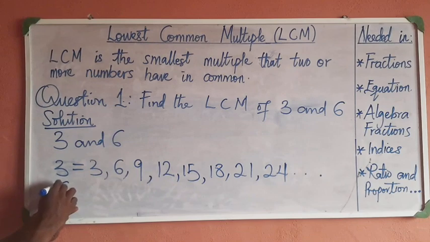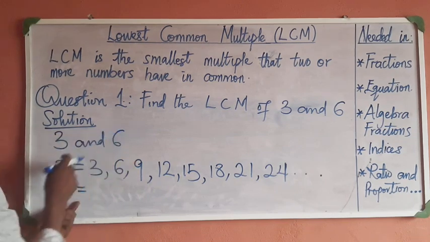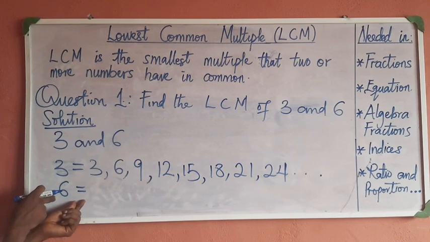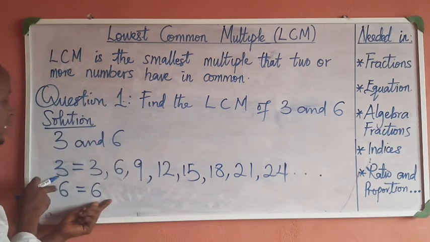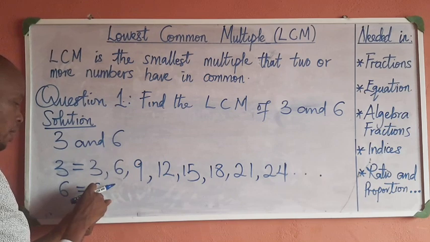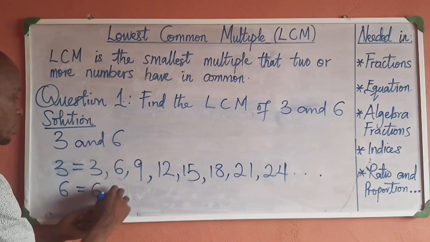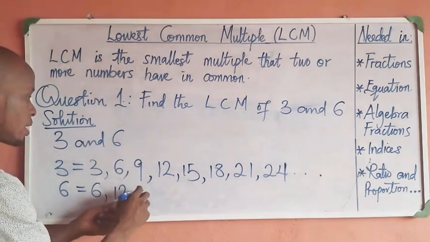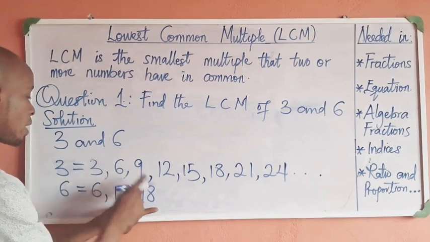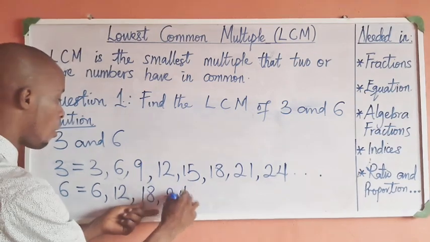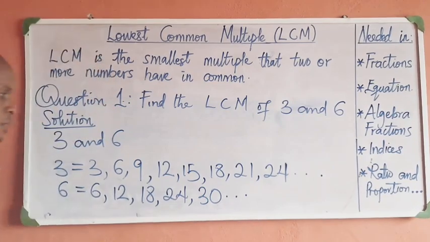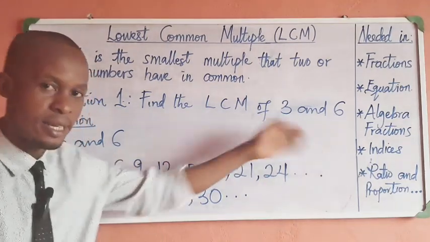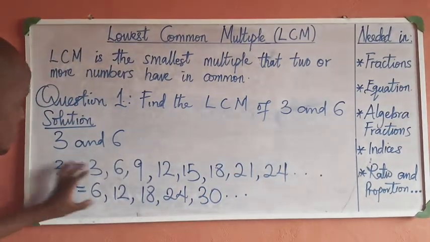Then I'm writing down the second given number, which is 6, and listing the multiples of 6 also. The first multiple will be the number itself. And then I will start adding 6 to the next number. 6 plus 6 gives me 12. 6 plus 12 gives me 18. 6 plus 18 gives me 24. And 6 plus 24 gives me 30, and so on. So these are multiples of 3 listed, and these are multiples of 6 listed.